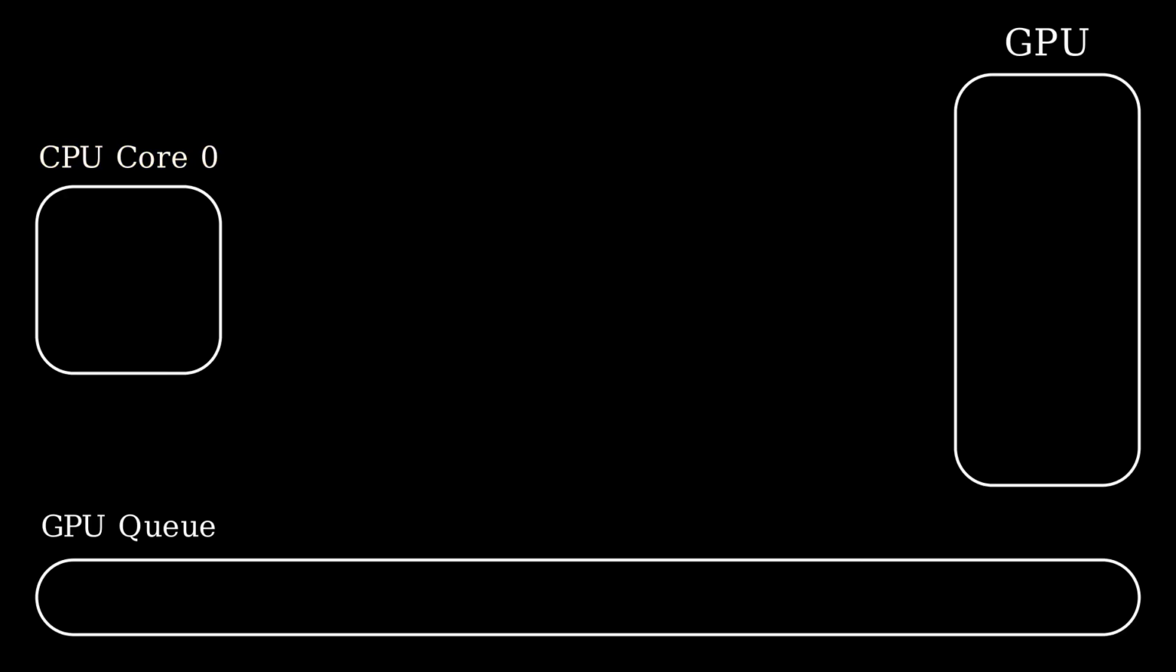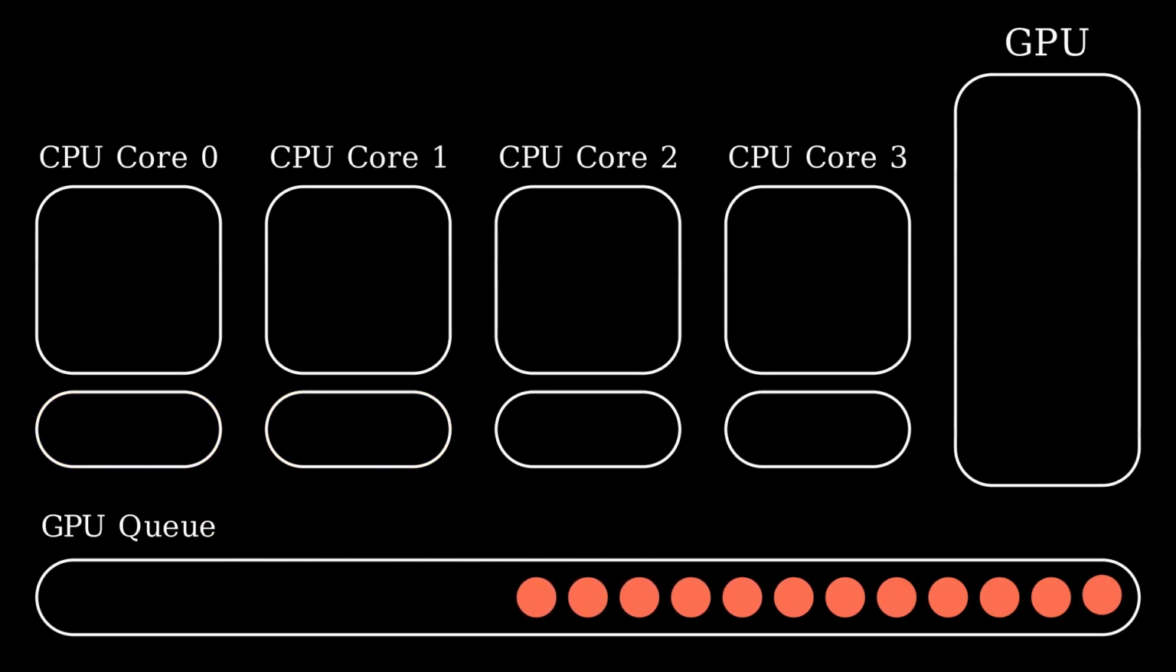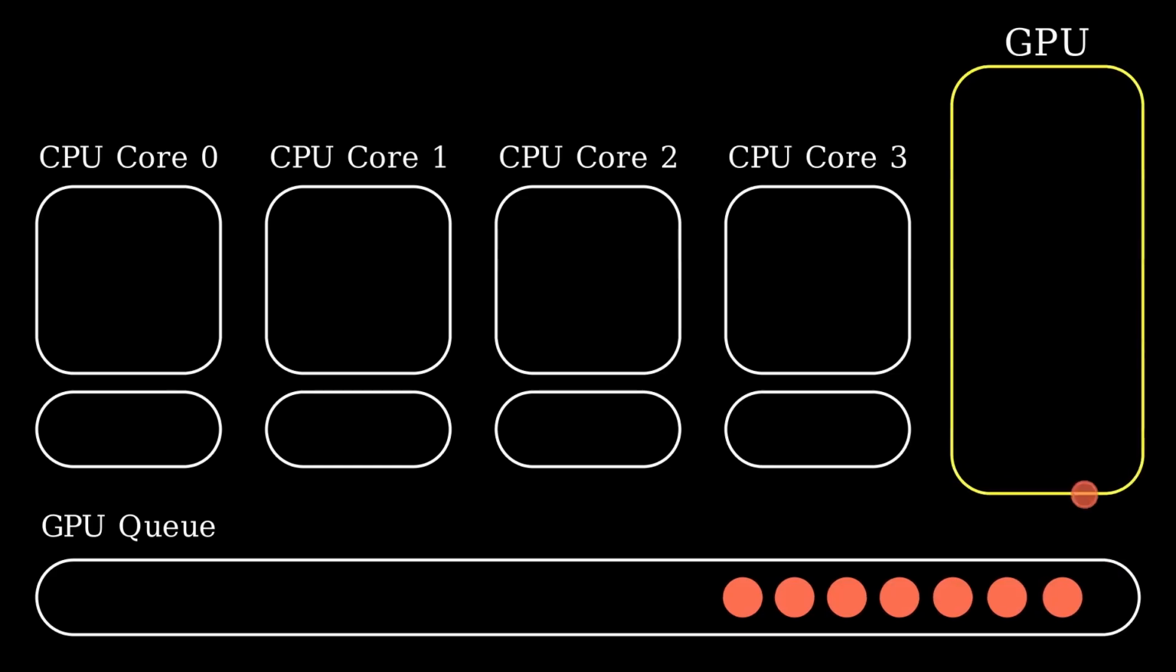DX12 gets rid of this immediate mode and instead gives us something called command lists. Command lists are mini queues which don't send anything to the GPU by themselves. This means we can build command lists on multiple CPU cores at the same time. Then, when everything is ready, we dump the command lists into the actual GPU queue. This is a huge improvement for Cyclone because we're now able to issue commands for each viewport in parallel.